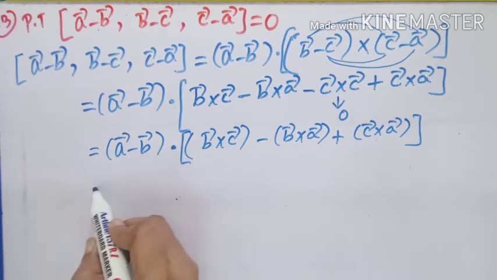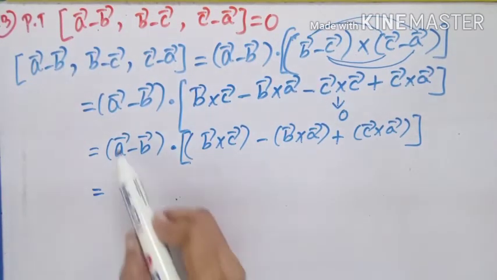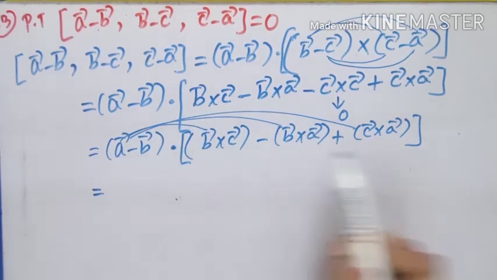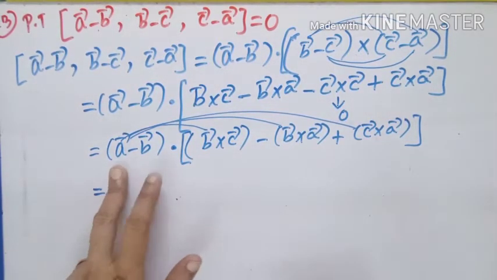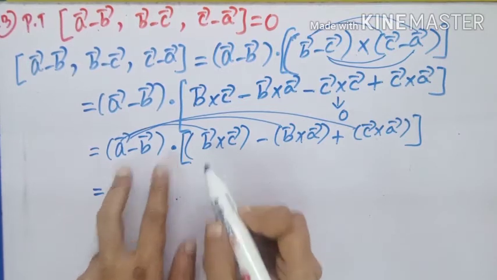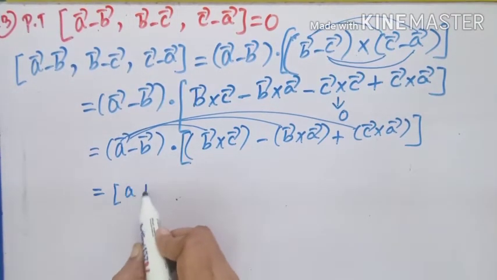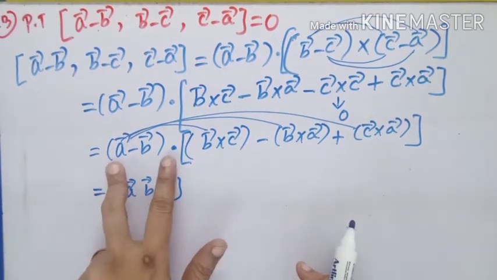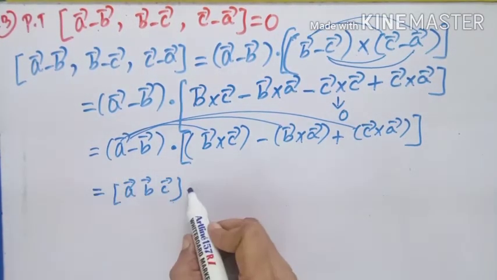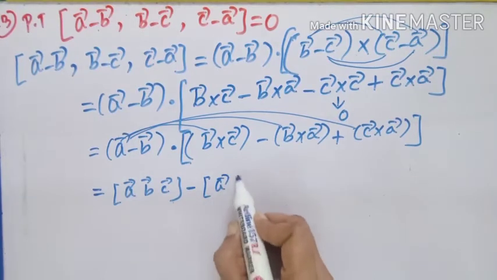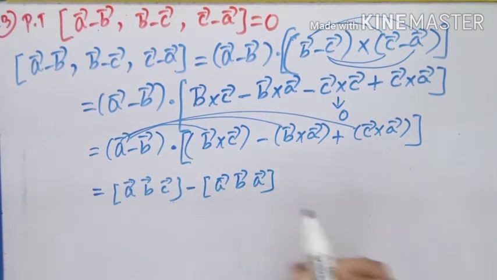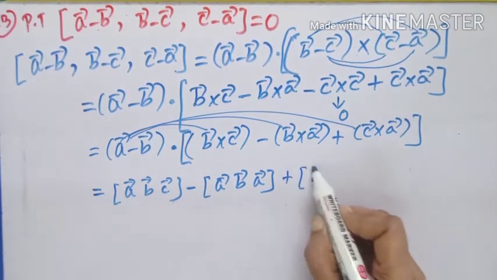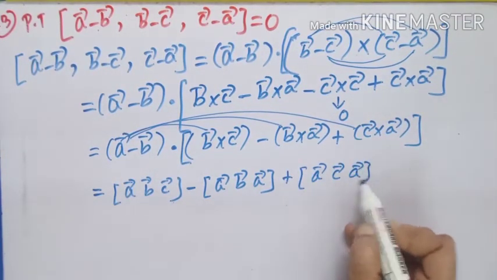What symbol is here? Dot. So what we do? A and A I multiply with the three things. A dot B cross C, I write A, B, C. Similarly, A dot B cross A, I will write A, B, A. A dot C cross A, I shall write A, C, A.